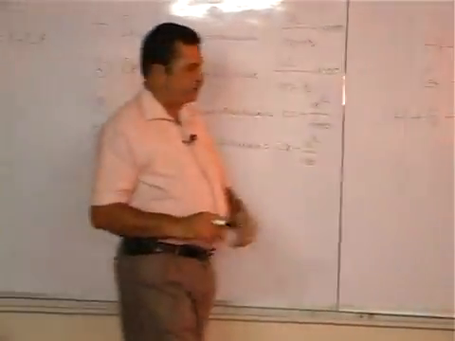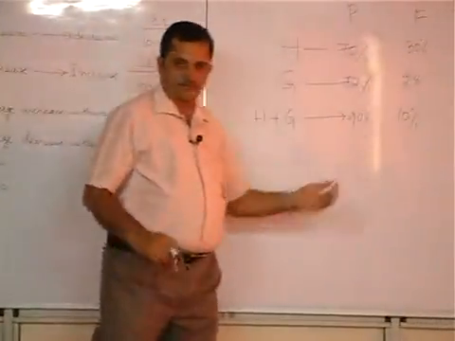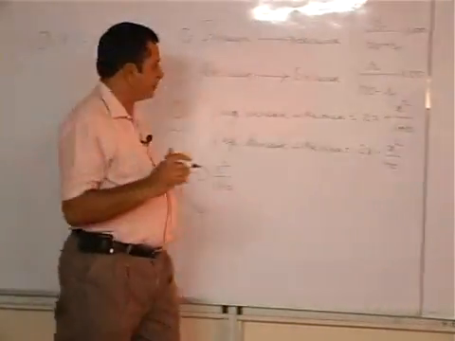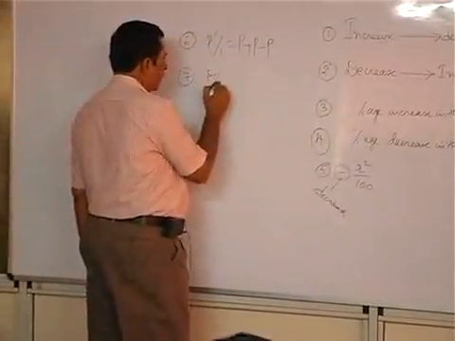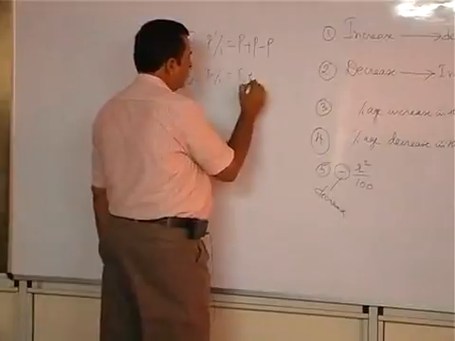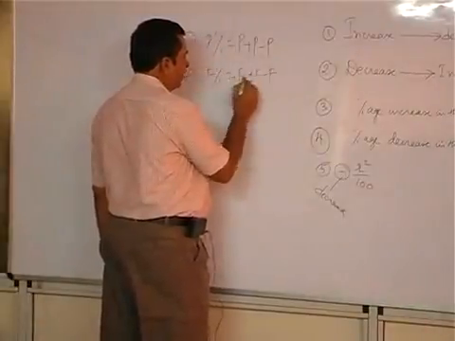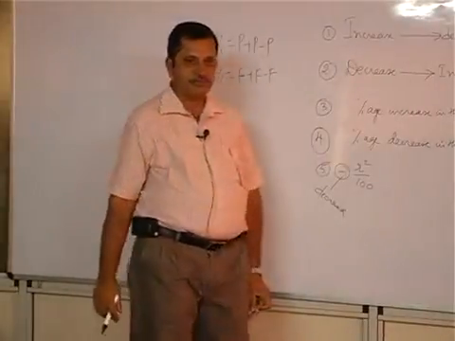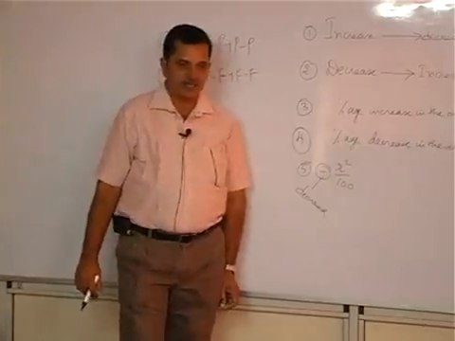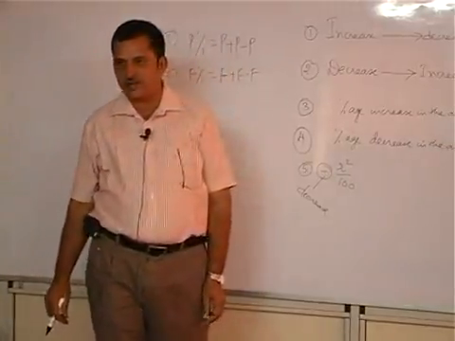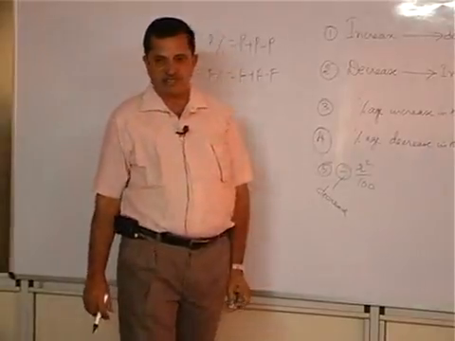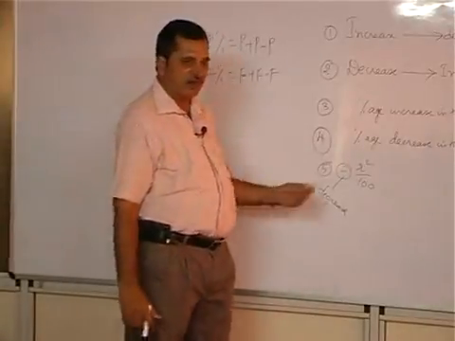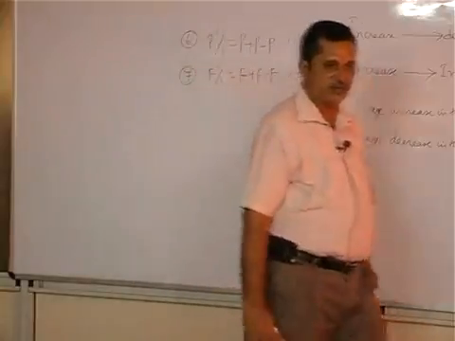Otherwise, always remember you have to convert. Pass percent is equal to pass plus pass minus pass. Fail percent is equal to fail plus fail minus fail. If you want to find the fail percent also, you can do this.